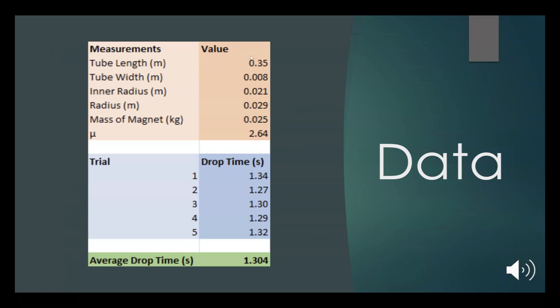Here's the data that I got from doing this experiment. The tube length ended up being 0.35 meters, the tube width 0.008 meters, the inner radius 0.021 meters, the radius 0.029 meters. The mass of the magnet was 0.025 kilograms, calculated a mu of 2.64. And here are the 5 drop times we had.